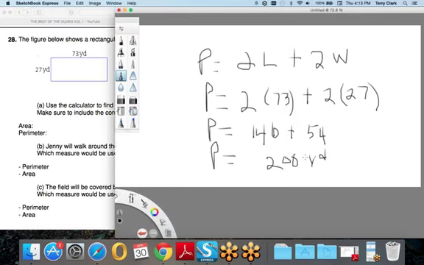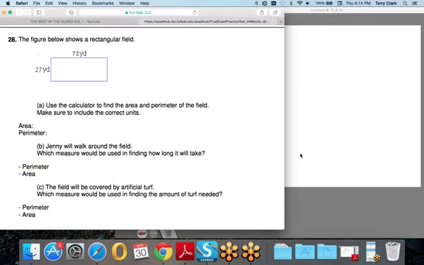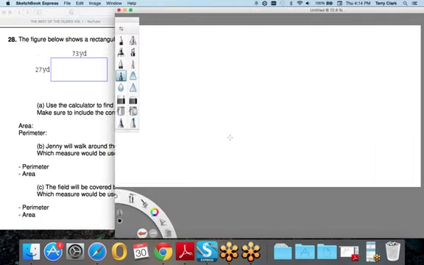Okay, now the next question says the field will be covered in artificial turf. Which measure would be used in finding the amount of turf needed? So the turf is going to be in the field, so that's going to be the area, because the area covers inside. All right, so to find that, we're going to use the area formula, which is going to be A equals L times W.